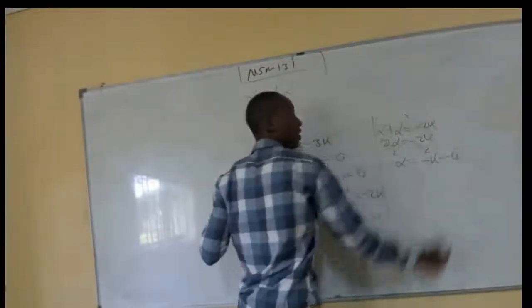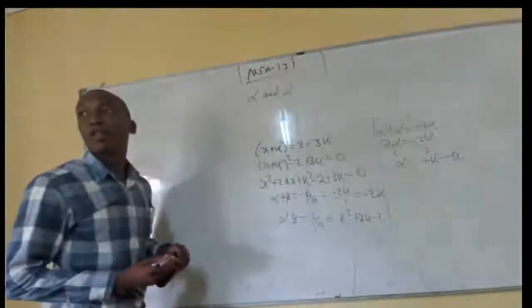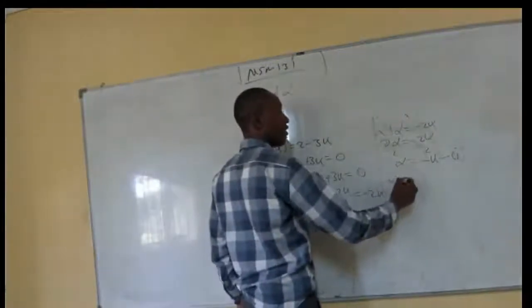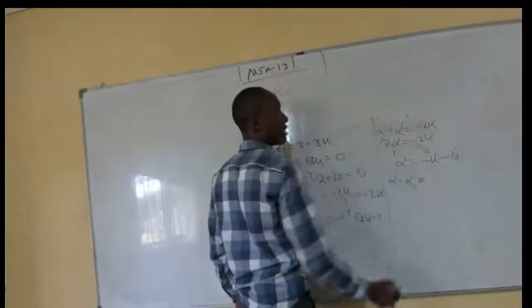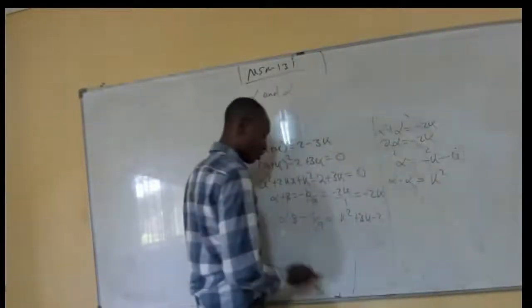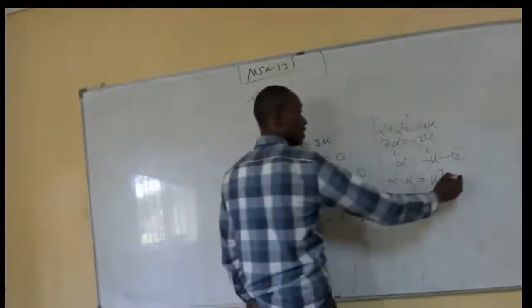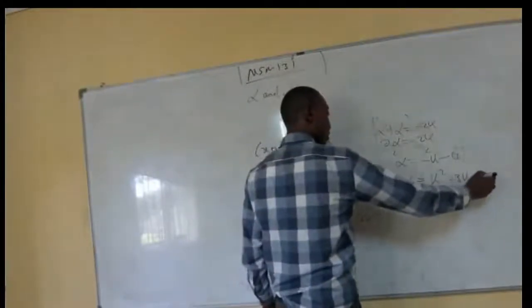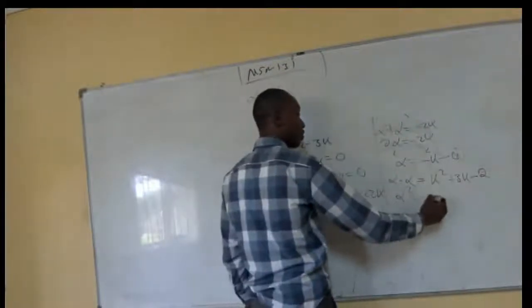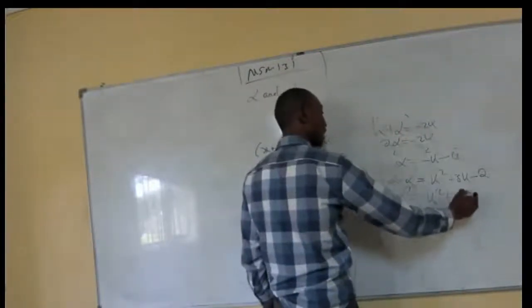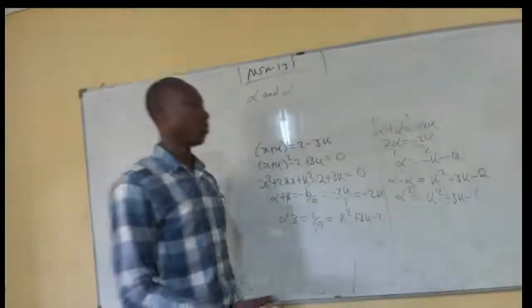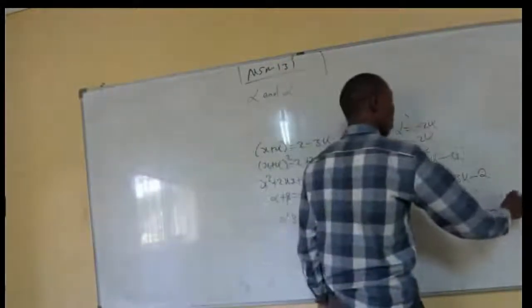So this is my equation 1, that's my first root. Next is the product. Alpha times alpha is equal to c over a. We know the product of the roots was given as k² + 3k − 2, so alpha squared is equal to k² + 3k − 2. This is now my equation 2.